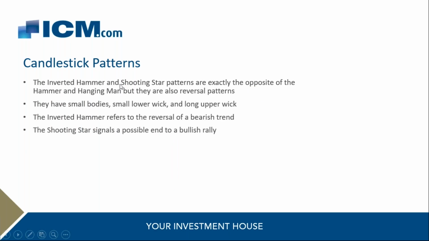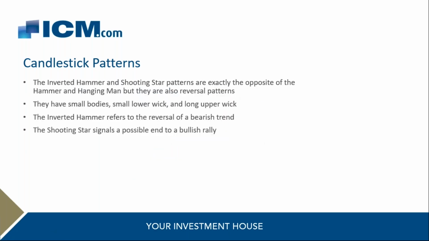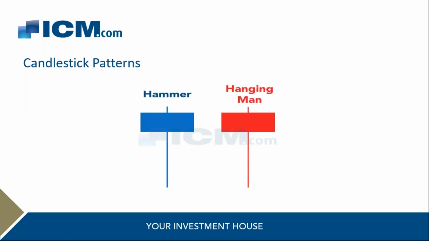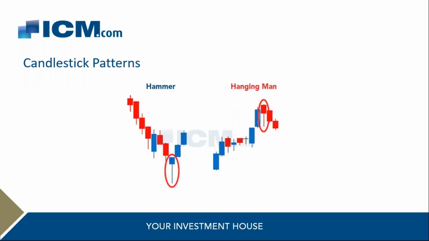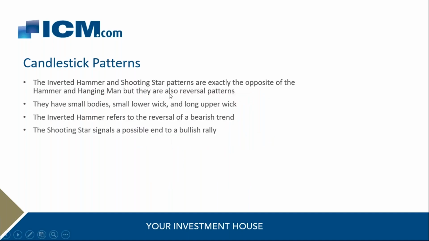So inverted hammer and the shooting star, let me show you how exactly it looks. Have you seen this previous one? You can see this. Exactly the opposite of hammer and hanging man. So here we name it as inverted hammer and shooting star. Here, the inverted hammer and shooting star patterns are exactly the opposite of the hammer and the hanging man, but they are also a reversal pattern.